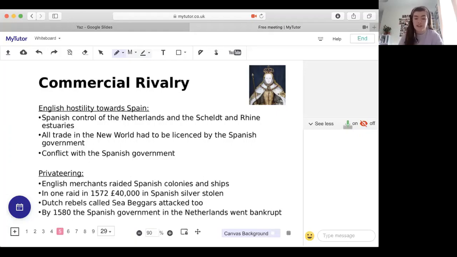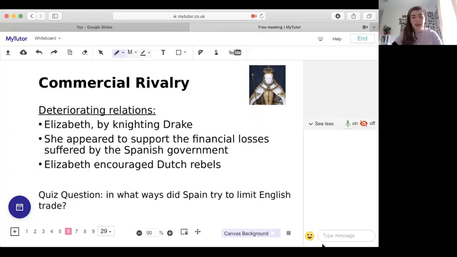So by 1580, the loss of silver meant that the Spanish government in the Netherlands went bankrupt, so they couldn't afford to pay their soldiers. So it's actually got quite big consequences, all of this privateering, on the Spanish government and on their economy generally. And it does actually lead to the collapse of the Spanish rule in the Netherlands economically.